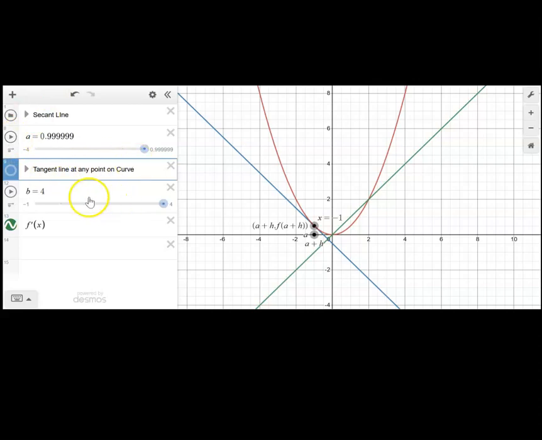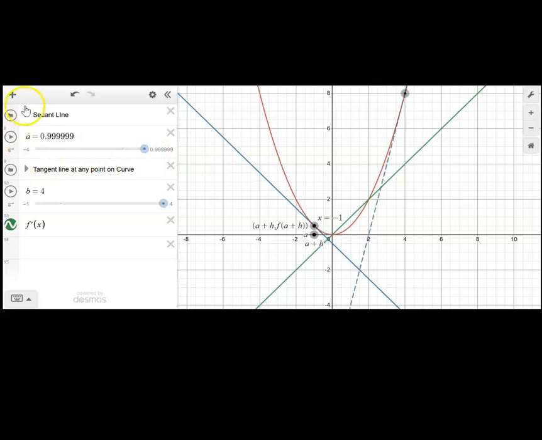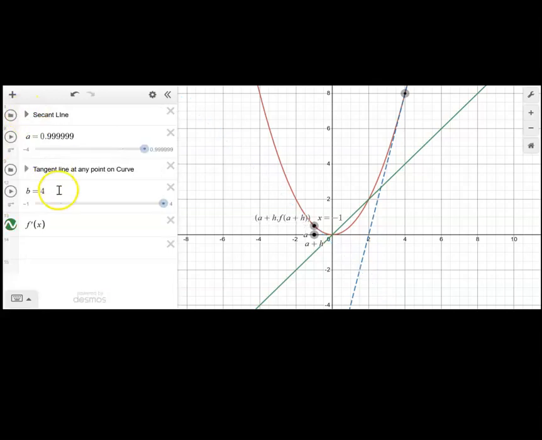Actually, we'll use both. So this is my secant line. What I need is my tangent. So let's turn off this. Okay. So here we have my derivative at any point.